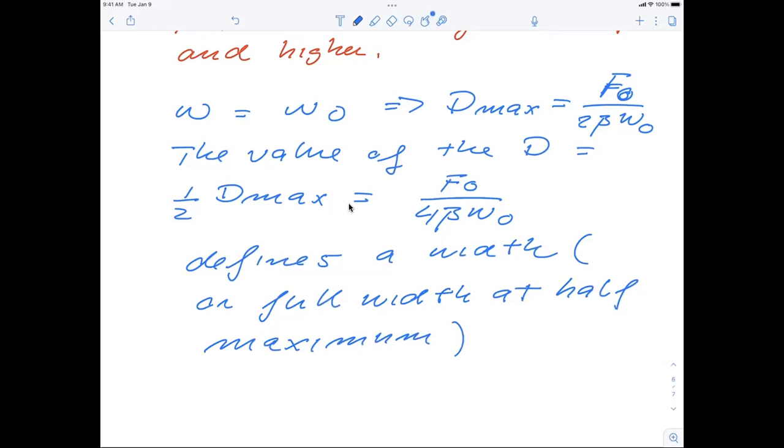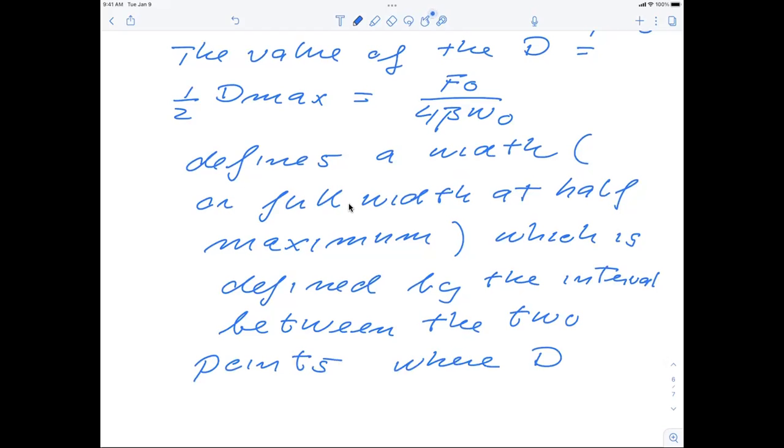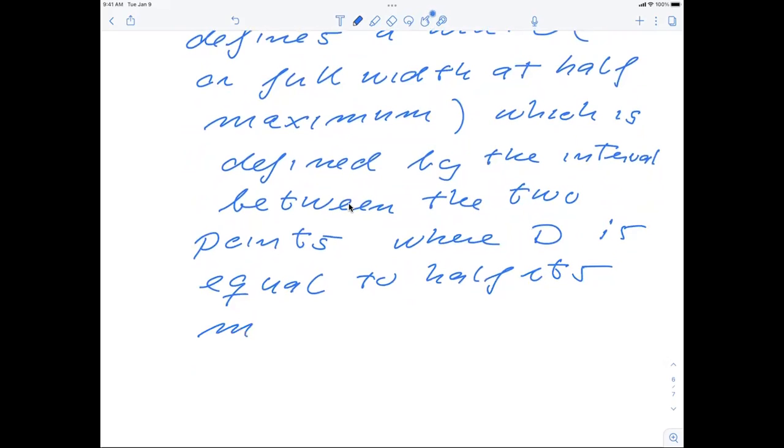So this width is defined by the interval between, and this is probably the last thing we get to today, the 2 points where d is equal to 1/2 its maximum value. This was not a very good phrase in English, actually.